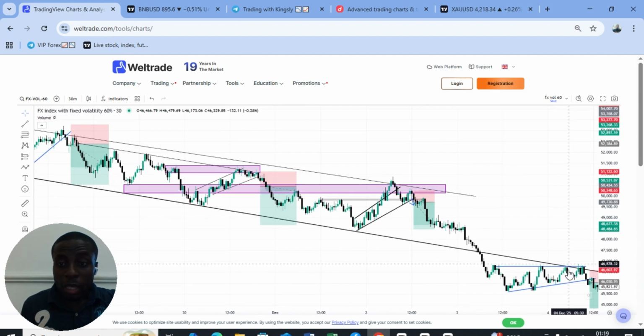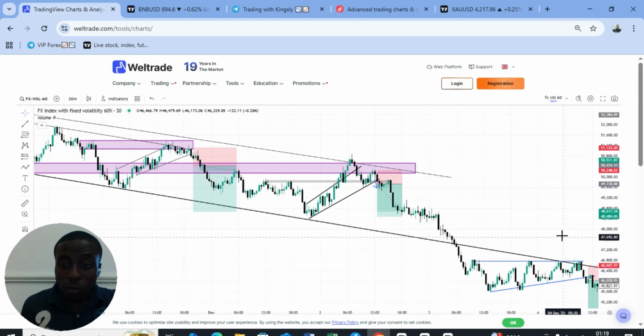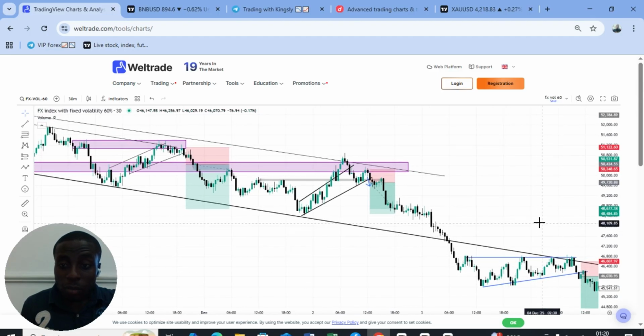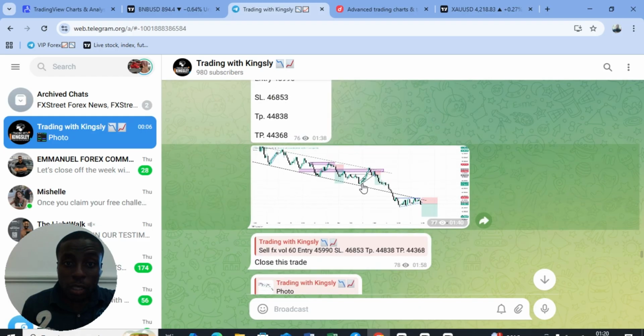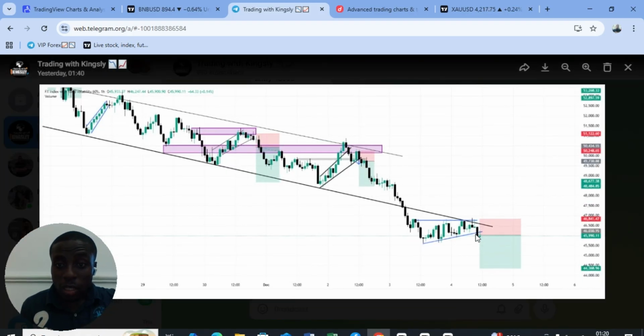When it came back now, rejected around that trend line level, what do we wait for? We draw our trend line below. This is a breakout entry, so we draw a trend line below and wait for price to break below this trend line. And if you look very well, you notice that in our free Telegram channel, we gave the signal yesterday. This was the level here. When price came back and rejected, we gave the sell signal here on our free Telegram channel.